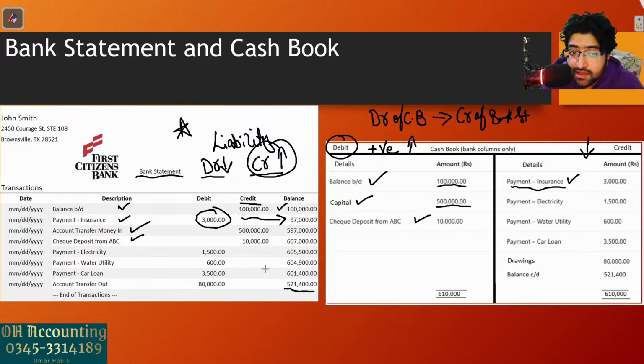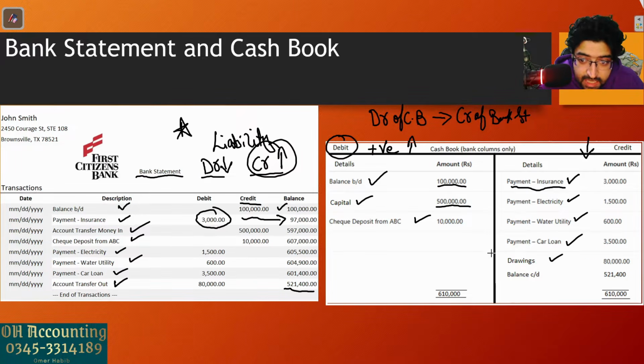I am comparing the credit side of the bank statement with the debit side of the cash book, and the debit side of the bank statement with the credit side of the cash book. Now, electricity payment, it's on the debit side in the bank statement, so I should find it on the credit side in the cash book, and it's there. Okay. Then water utility, again it's on the debit side of the bank statement, so it should be on the credit side in the cash book. Payment for car loan, debit in the bank statement, so credit in the cash book. And then account transfer out 80,000, which are drawings in a way, so drawings on the credit side.